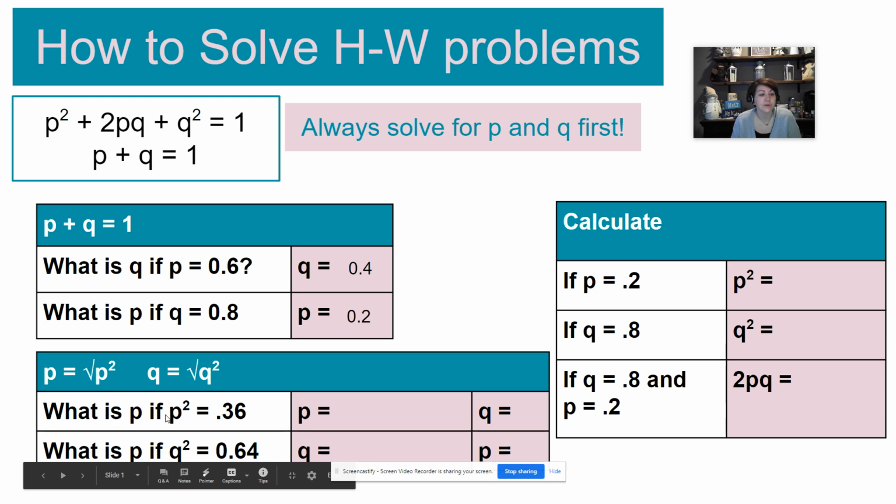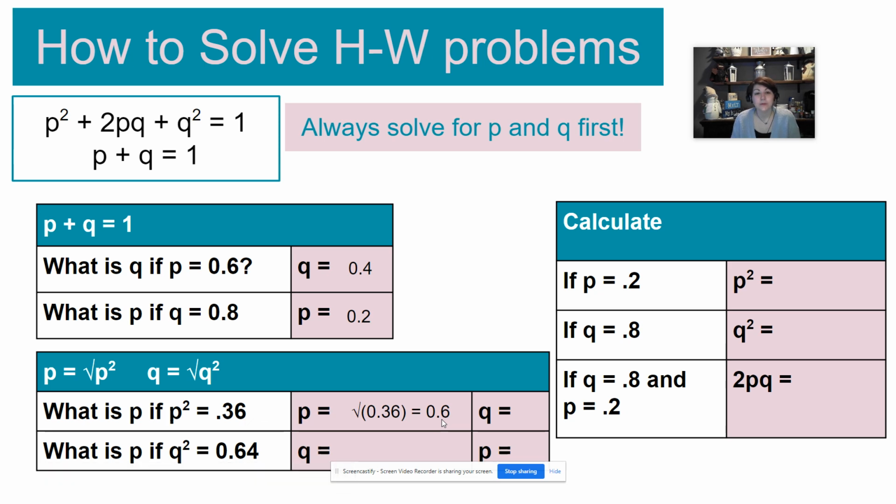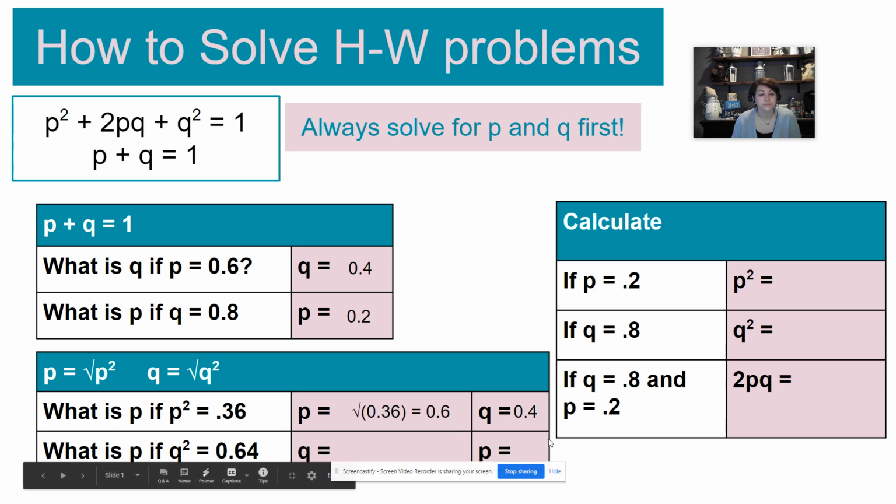Here's an example. If P squared is 0.36, how do I find P? Well, I take the square root of 0.36, and that gives me 0.6, which is my P value. Now, with that P value, I can very quickly find my Q value, and so Q is 0.4. So again, find your P or your Q as quickly as possible.